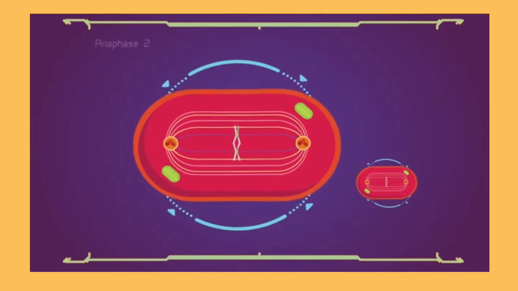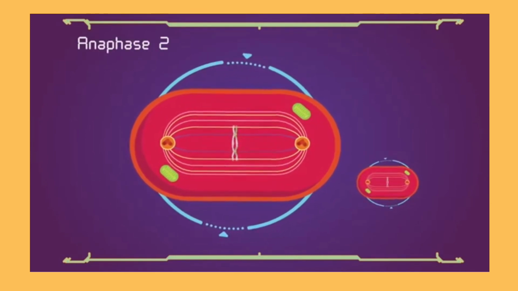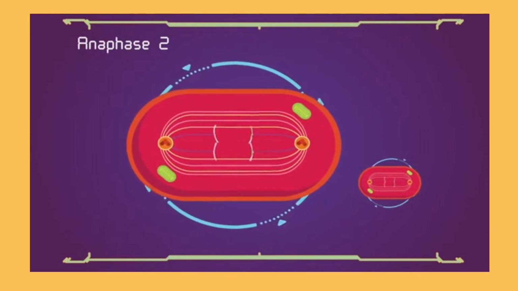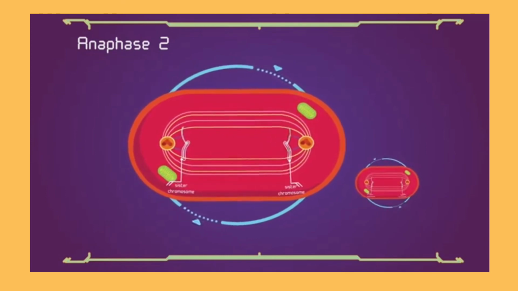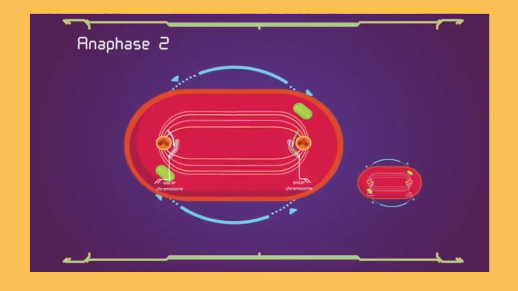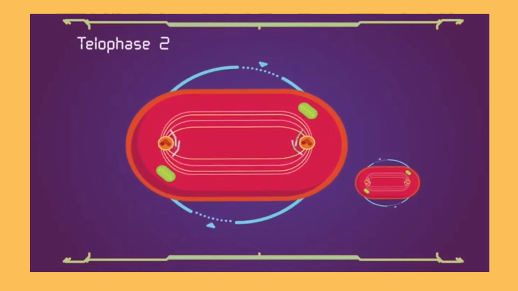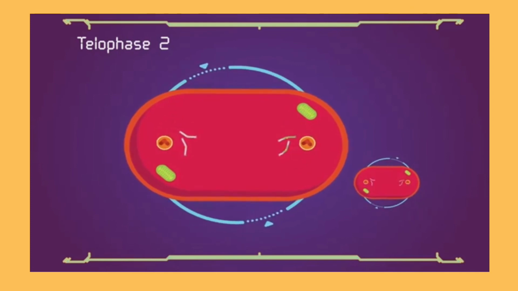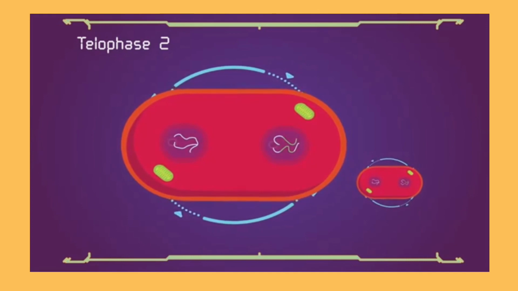This is followed by anaphase 2, in which the remaining centromeric cohesion is cleaved, allowing the sister chromatids to segregate. The sister chromatids by convention are now called sister chromosomes as they move toward opposing poles. The process ends with telophase 2, which is similar to telophase 1 and is marked by the disassembly of the spindle and decondensation and lengthening of the chromosomes.